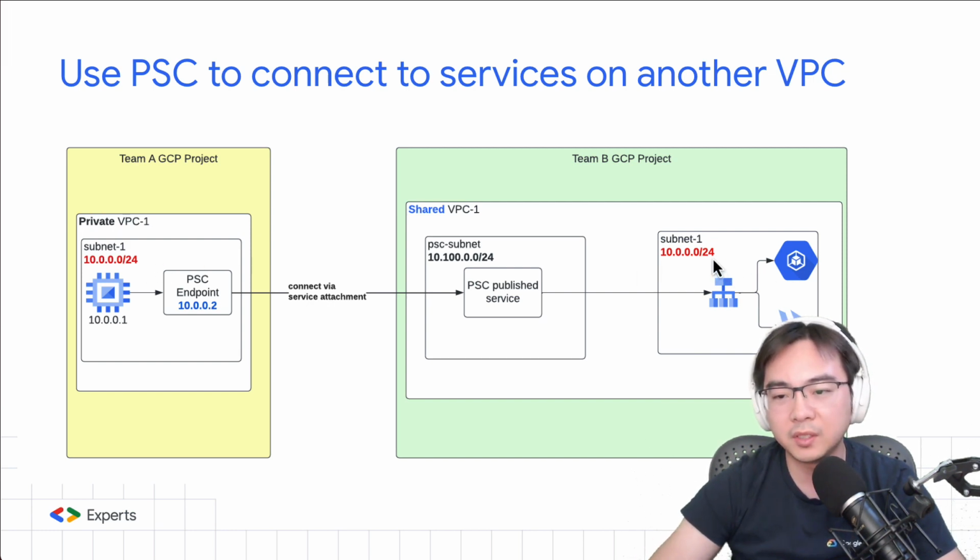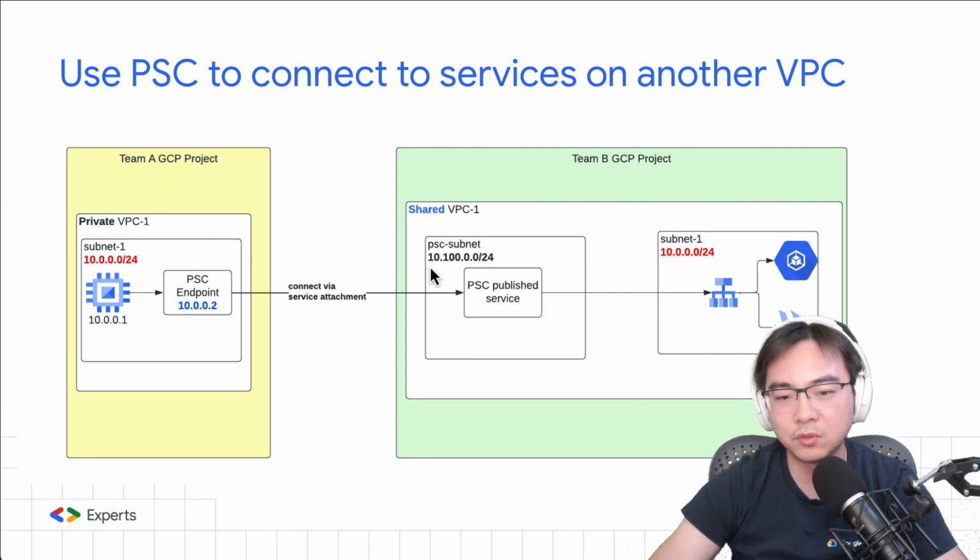But what happens is, let's say the load balancer has an IP of 10.0.0.2, which is on subnet 1. What you do, as I mentioned in the previous slide, is first create a PSC service, a published service, right? You need to publish your service that you own in subnet 1. How do you do that? First of all, you need to create a PSC specific subnet.